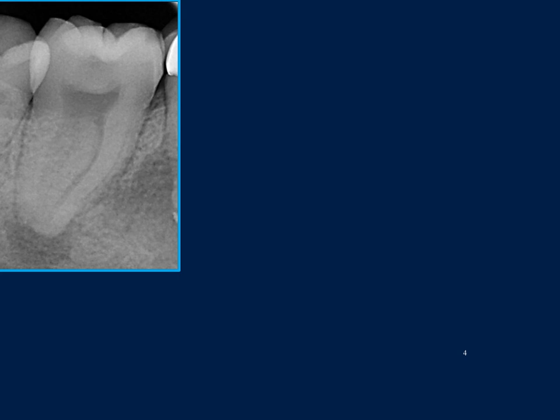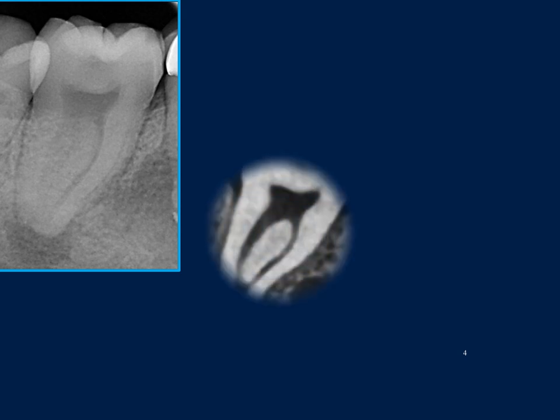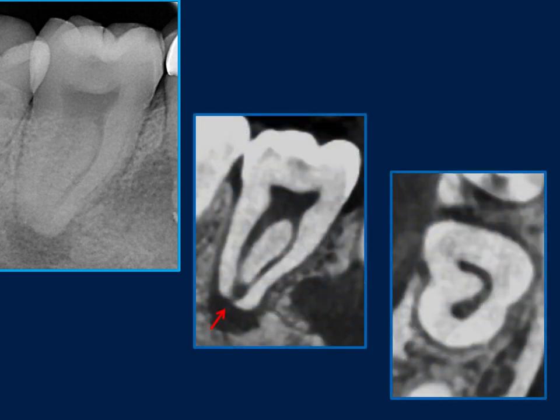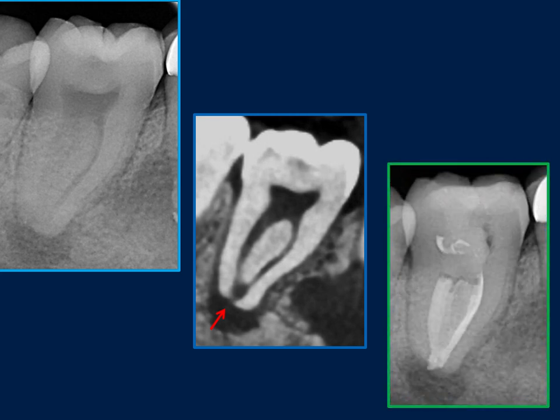So this lower second molar shows two roots, but we need additional information about the configuration of those roots. So once we take CBCT, it will show us the C-shaped canal, which will enable us to clean, shape and predictable obturation of such morphology.